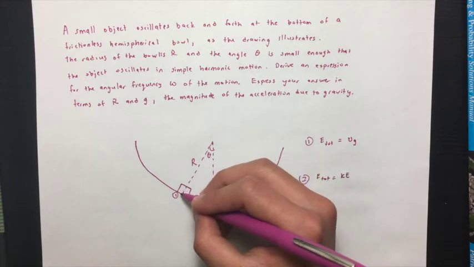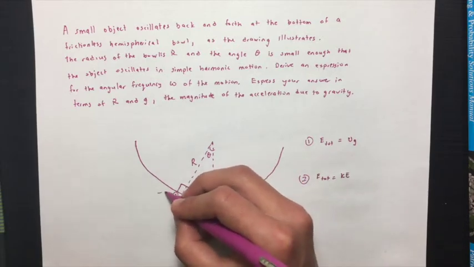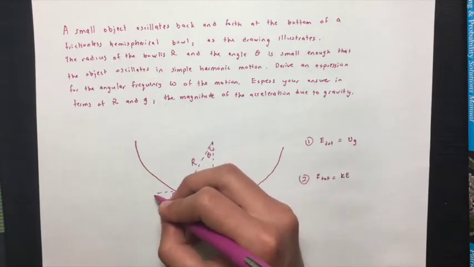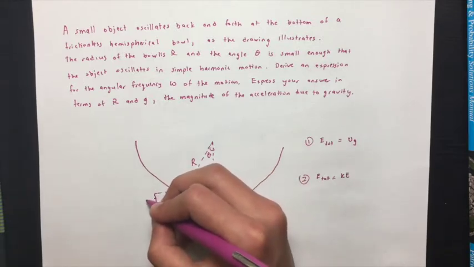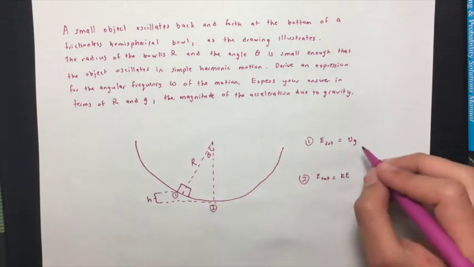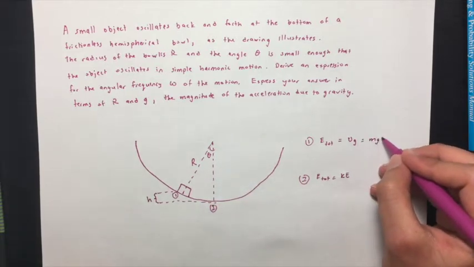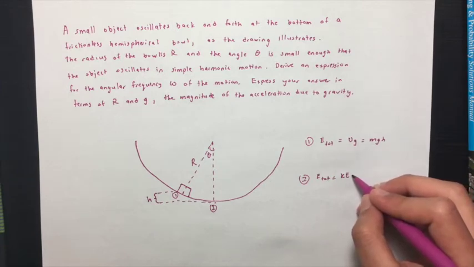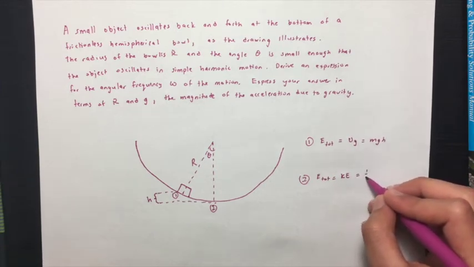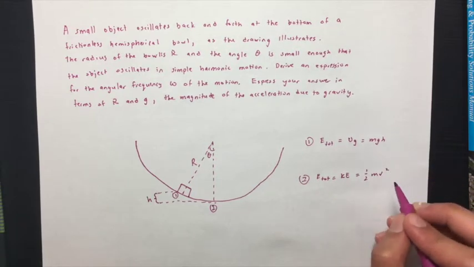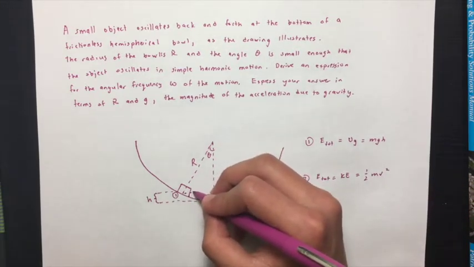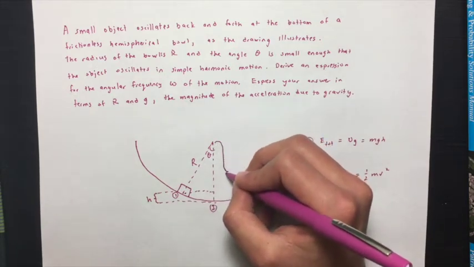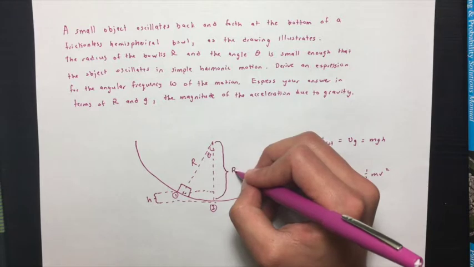At point 1, the block has gravitational potential energy because it is at a height compared to point 2. At point 2, this gravitational potential energy is converted to kinetic energy because it gains velocity at point 2. We can find the height of the block at point 1 by subtracting r cosine theta from r, because r cosine theta is a component of r that is perpendicular to the horizontal.